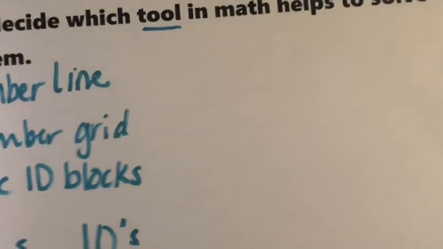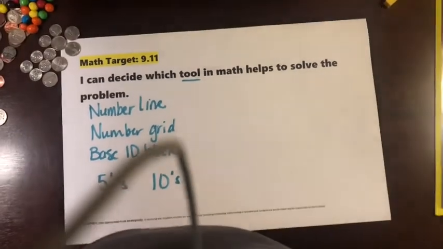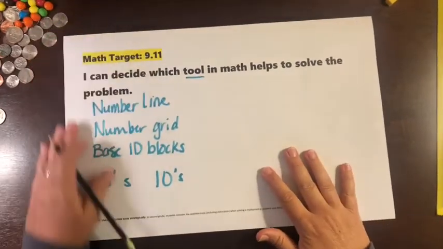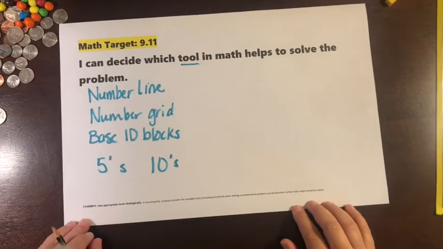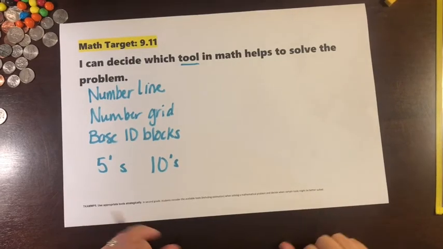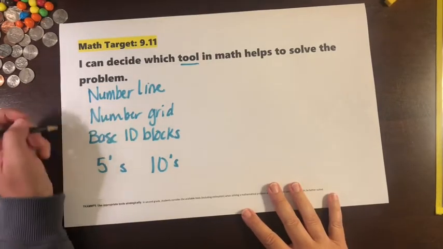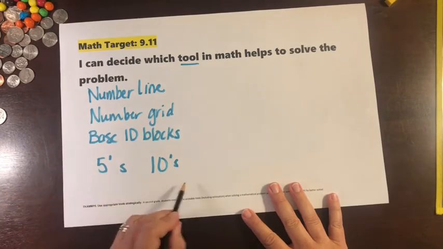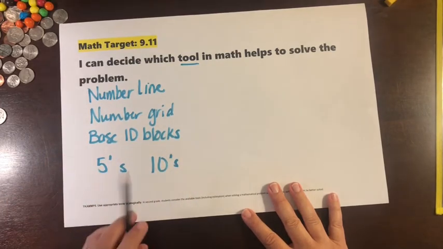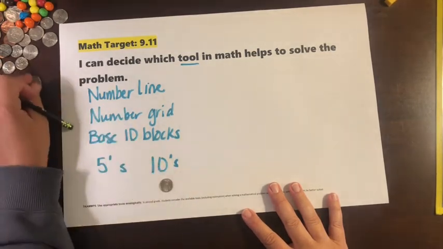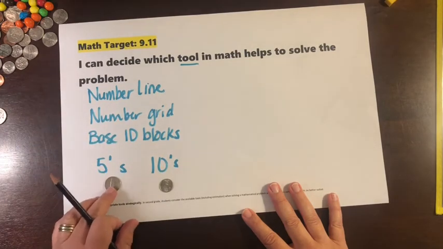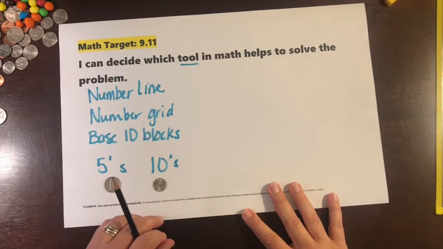All right, boys and girls, that concludes our math lesson today. Let's go back and look at our math target. Let me zoom out. That's too big. All right, let's look at our math target. I can decide which tool in math helps me to solve the problem. We use number lines, number grids, base 10 blocks, 5s and 10s. The easiest way Miss Foster uses is I like using money, because that's something that we know and we work on to count in 2nd grade.